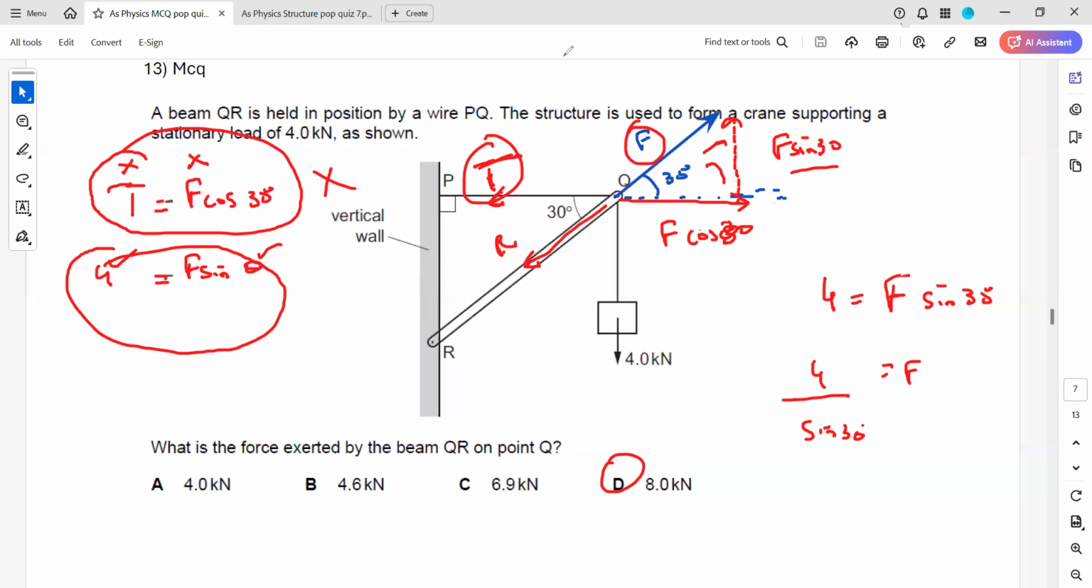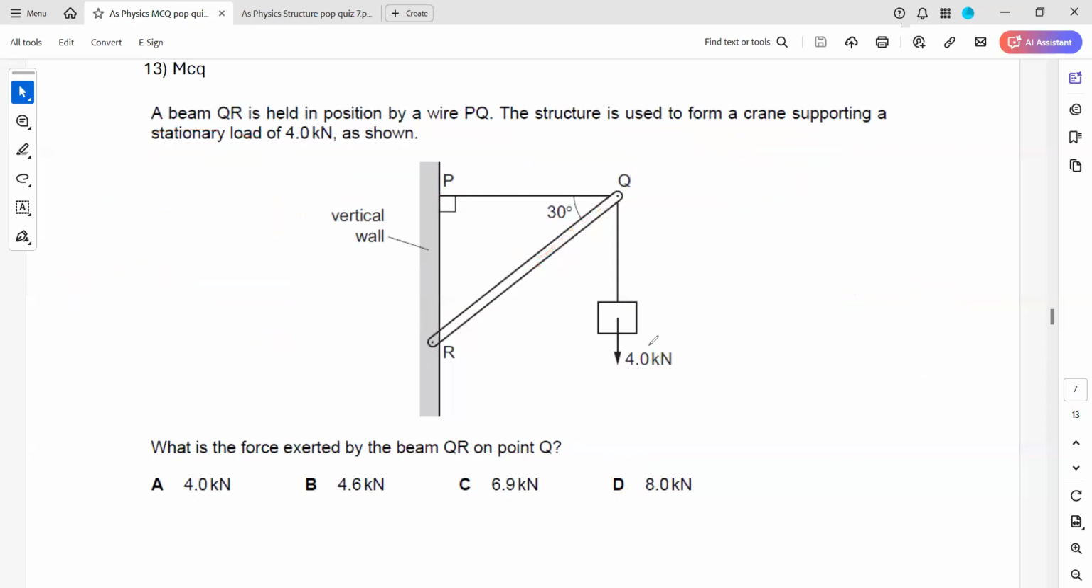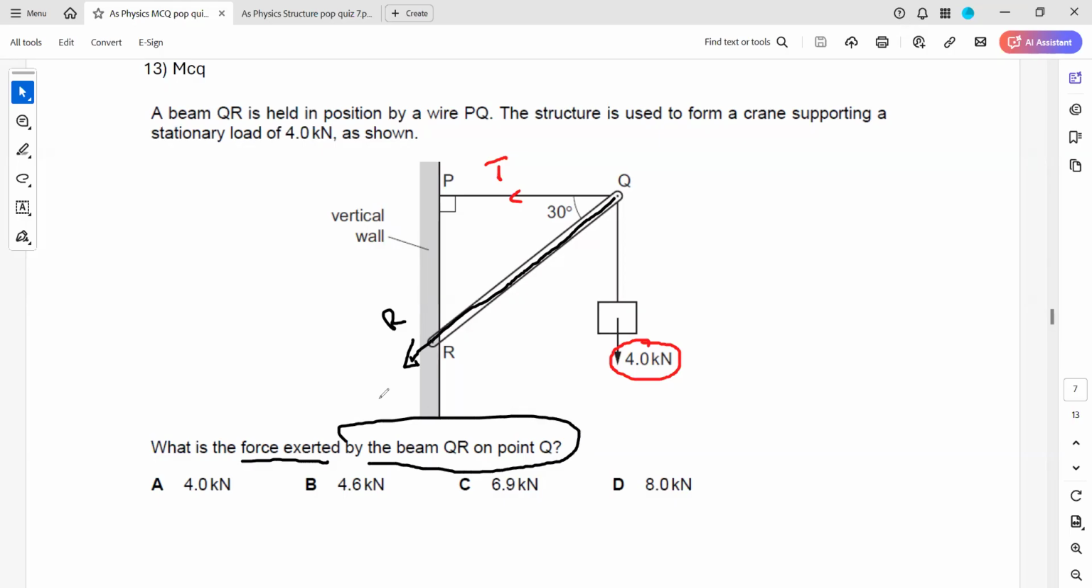So, yeah, I will explain again. See, a 4 kilonewton force is acting downward and a tension T is acting in this way. So there will be a resultant force of these two in this direction. And the question is, what is the force exerted by the beam on Q? So if there is a force in this direction, the beam will apply an equal and opposite force. So this will apply a force F, because of the Newton pair force. If we apply a force on an object, it will apply an equal and opposite force.